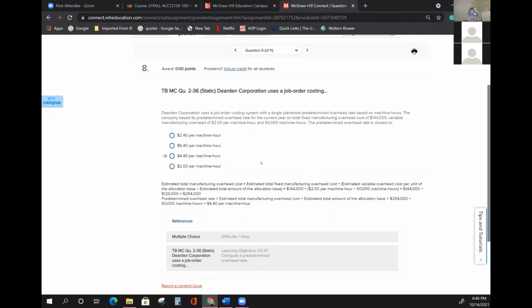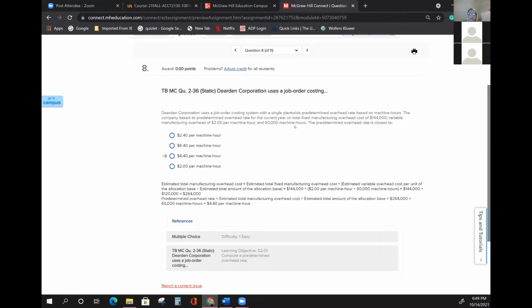So we need to calculate it again. Remember, it's going to be the estimated total fixed manufacturing overhead plus the estimated variable cost. And then we have to make sure that we use that estimated allocation base that they're giving us, the 60,000. So we're going to take the 144 and add it to the $2 times the 60,000. It's giving me the 60,000 machine hours, and we're using those because that's what they're basing that estimate on. They're basing it on machine hours.